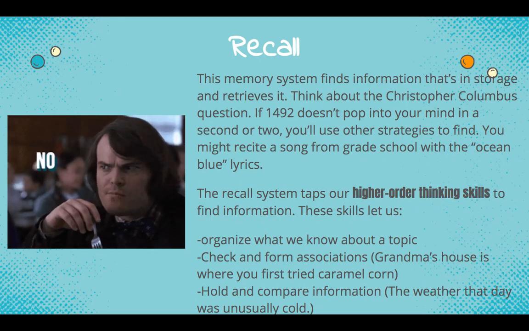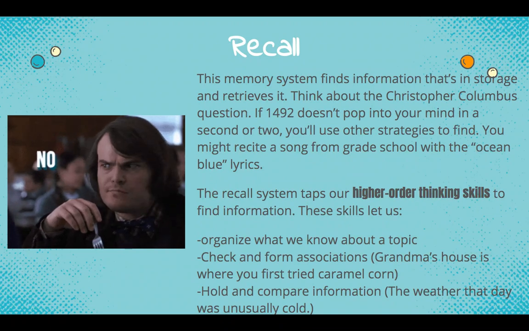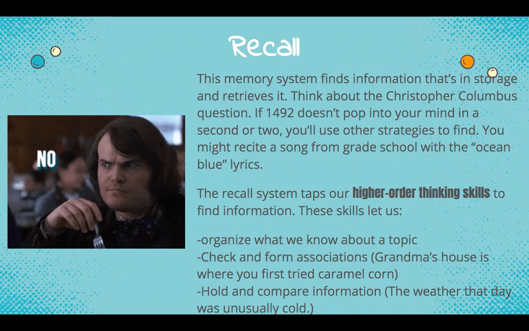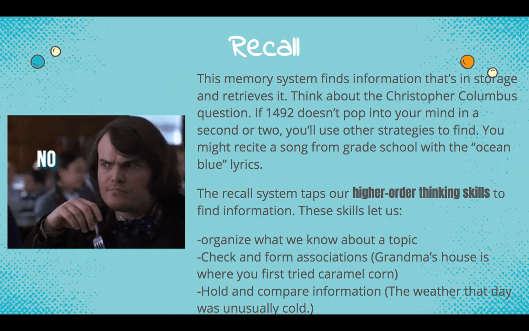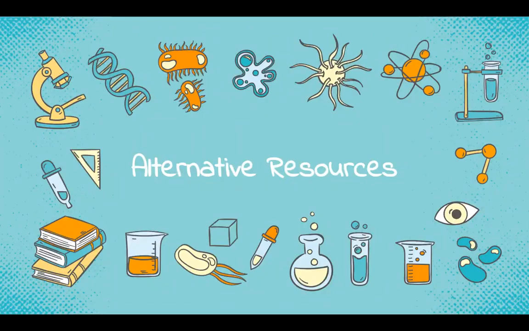The recall system taps into our higher order thinking skills to find information. These skills let us organize what we want to know about a topic, make and form associations such as Grandma's house is where you first tried caramel corn, and hold and compare information such as the weather that day was unusually cold.